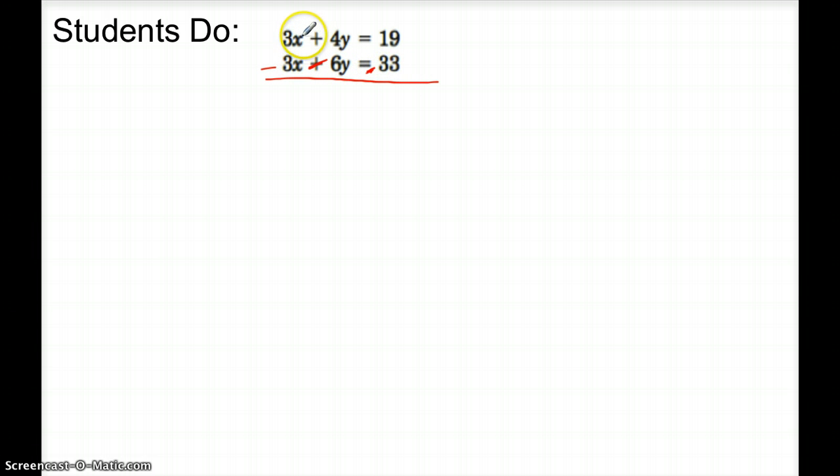3 and 3, they cancel. That's what I want. I want them to eliminate something. Negative 6 and positive 4 give me a negative 2y. And then negative 33 and 19, I can't really do that in my head, so I'll do it on the side. 33 minus 19, I'll borrow, that makes 13. That makes a 2, 4, and a 1.